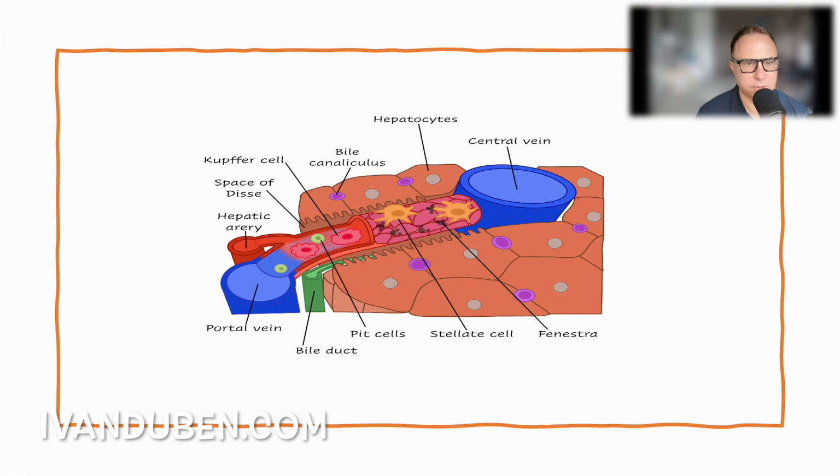Looking at the imagery inside the liver, here we have the central vein. These are the Kupffer cells, spaces of Disse. You have the portal vein over here, and the bile ducts. So we're starting to see, if you notice, the sponge-like quality of the liver itself.